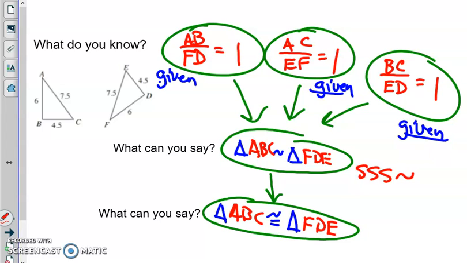Then to be able to say the triangles are congruent, we have to have two things. First of all, the triangles really are similar. That's the top piece of the congruency symbol, and that would be side, side, side similarity. And the second part is, for the triangles to be congruent, the scale factor between corresponding sides has to be 1. And that's true based on the given information.